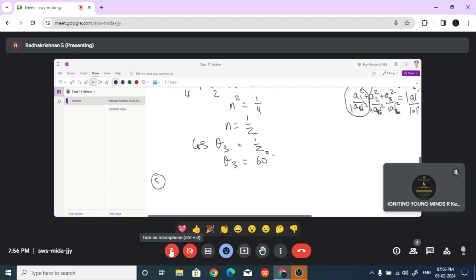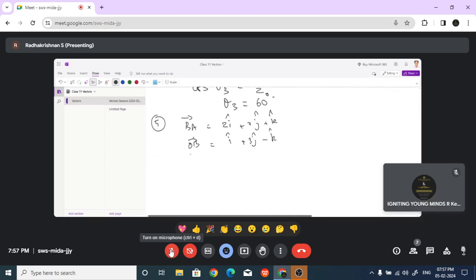What is problem number 5? If BA equal to 3i plus 2j plus k, and position vector of B is i plus 3j minus k, what is the position vector of A? The question is, what is OA?